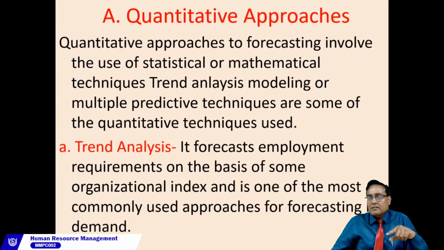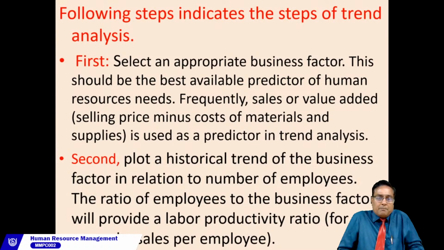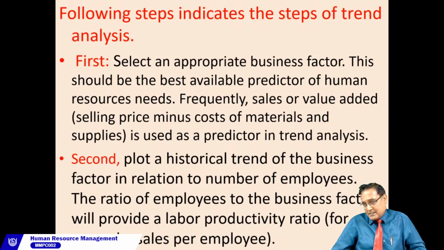So two types of techniques we are discussing here, quantitative and qualitative. Next, the following steps indicate the steps of trend analysis. First, select an appropriate business factor. This should be the best available predictor of the human resource needs. Frequently, sales or value added, selling price minus cost of materials and supplies, is used as the predictor in the trend analysis.